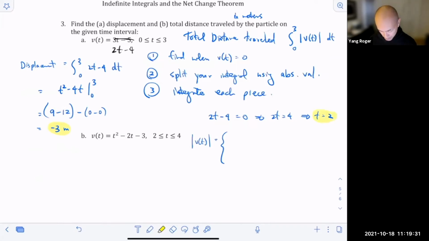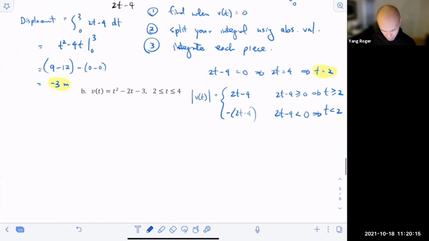So how do I split it? Well, it's going to be 2t minus 4 when 2t minus 4 is greater than or equal to 0. And it's going to be negative 2t minus 4 when 2t minus 4 is less than 0. So if you solve this inequality, you're going to get t is greater than or equal to 2. When you solve this inequality, you're going to get t is less than 2. Does that make sense? So what you want to do now is integrate from 0 to 2.